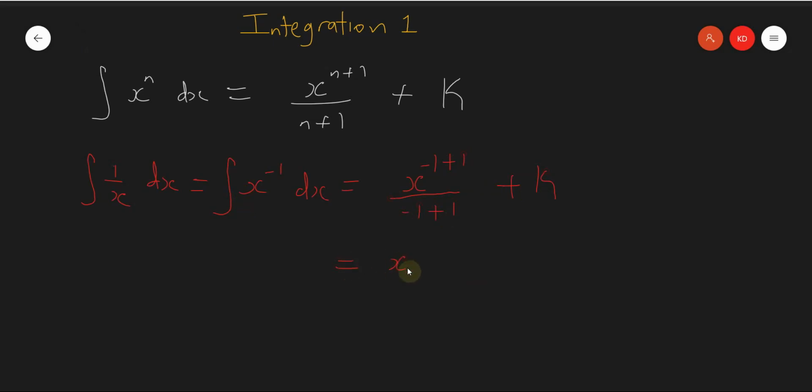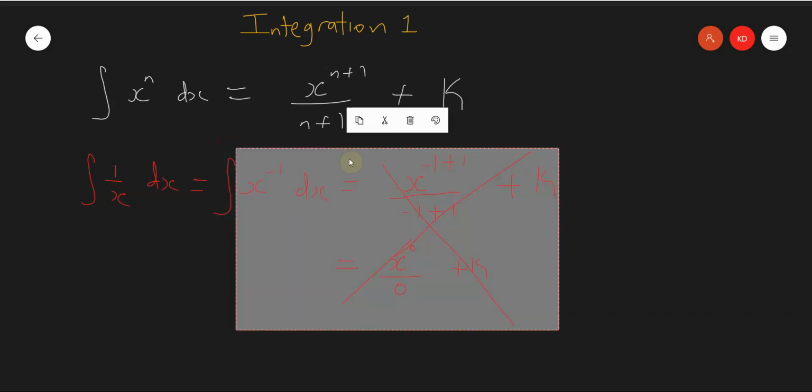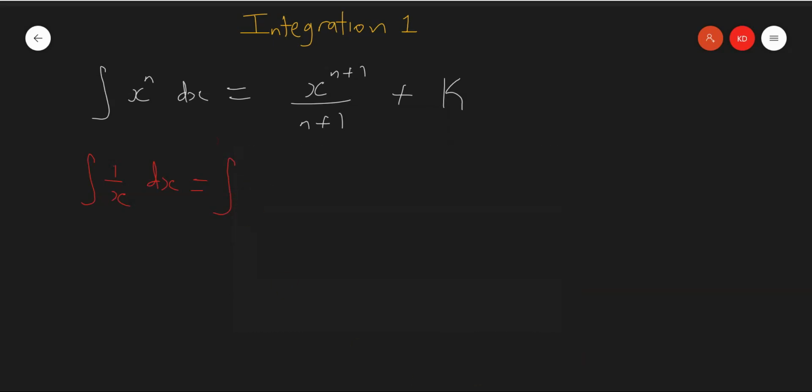Now look what happens here. We have x to the 0 power divided by 0. That is where the problem comes in, because if you didn't know before, you cannot divide by 0. That's indeterminate. Therefore doing that is not correct. The integral of 1 over x, or x to the -1, is simply ln x plus k.